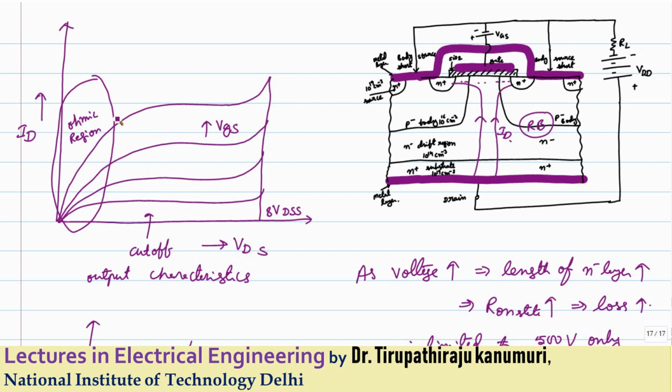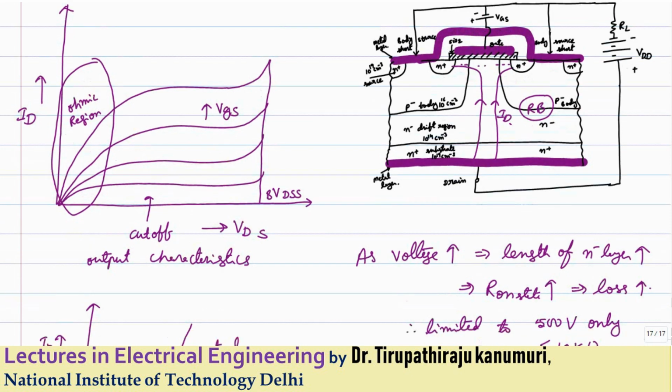Getting it? In this region, as there is a linear relationship between ID and VDS, this is our operating region for our MOSFET. This region is called the ohmic region or operating region. In this region, even though you are increasing the value of VDS, if the gate source voltage is equal to 0, there will be no conduction. That's why this region is called the cutoff region. Under this region, your circuit will operate as an off switch.